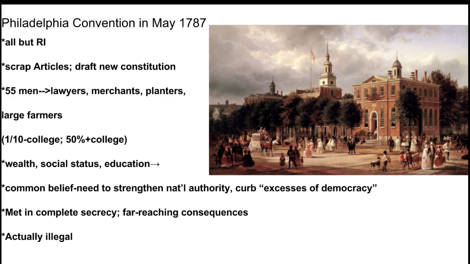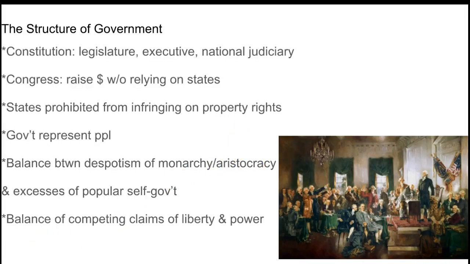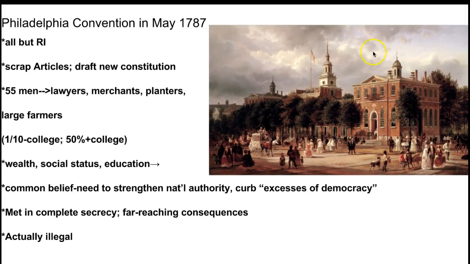May of 1787. This is what we now know as Independence Hall, and it's in Philadelphia, and it is now surrounded by high-rises. But if you go to Philadelphia, you can go here and see this. It was known as the Pennsylvania State House at the time. We call it Independence Hall. Everybody was there in May of 1787 except for Rhode Island.